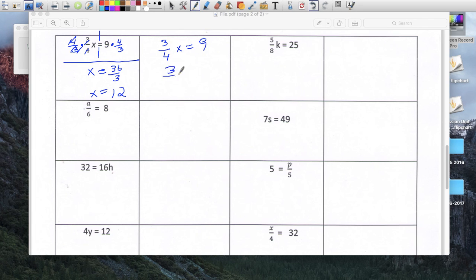Let's see if that's true. 3/4 of 12 equals 9. Is that true? Well, I can multiply these two. 3 times 12 is 36 over 4 equals 9, and 36 over 4 is indeed 9, which equals 9 on the other side.